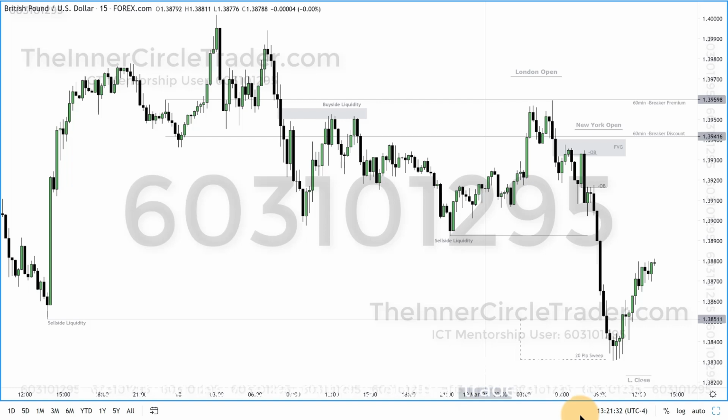Everything they're learning is optimal trade entry based. Everything here will be a much deeper and more refined review of that price run.